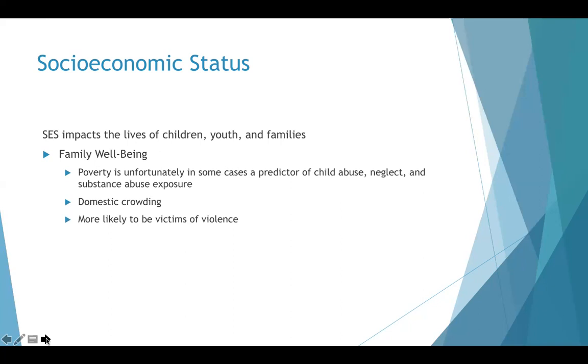Socioeconomic status impacts family well-being, with lower socioeconomic status populations living in poverty. And poverty is, unfortunately, in some cases a predictor of child abuse, neglect, and substance abuse exposure. With lower socioeconomic status, there is higher domestic crowding, with multi-generational families living together. There's more likely to be victims of violence in a lower socioeconomic status family.